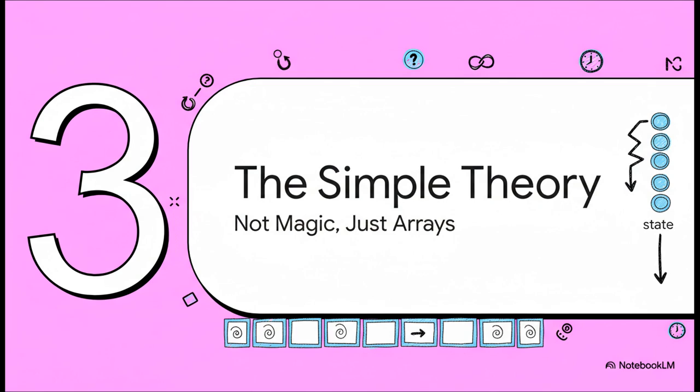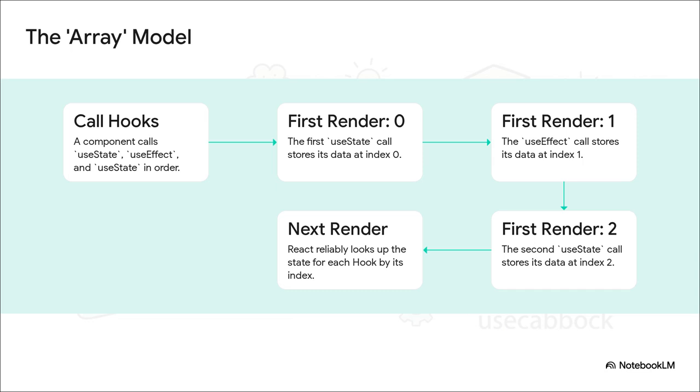Okay, so because of that strict ordering, React can do something pretty clever to track state. Let's visualize this with that popular array model everyone talks about. Check this out. The first time your component renders, React says, okay, first useState call, you get index 0 in my secret array. The useEffect call, you're index 1. The second useState, index 2 for you. Then, on the next render, since the order is the exact same, React just goes, okay, first useState call, let me just look at index 0 again. It's totally predictable. It's deterministic.